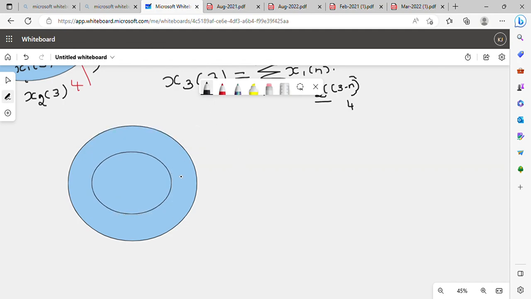So now let me write. This is my x1 of 0. I'll just write it. So sorry. So this is my x1 of 1. This is all the same, students, but you are going to have some small changes, that's all.